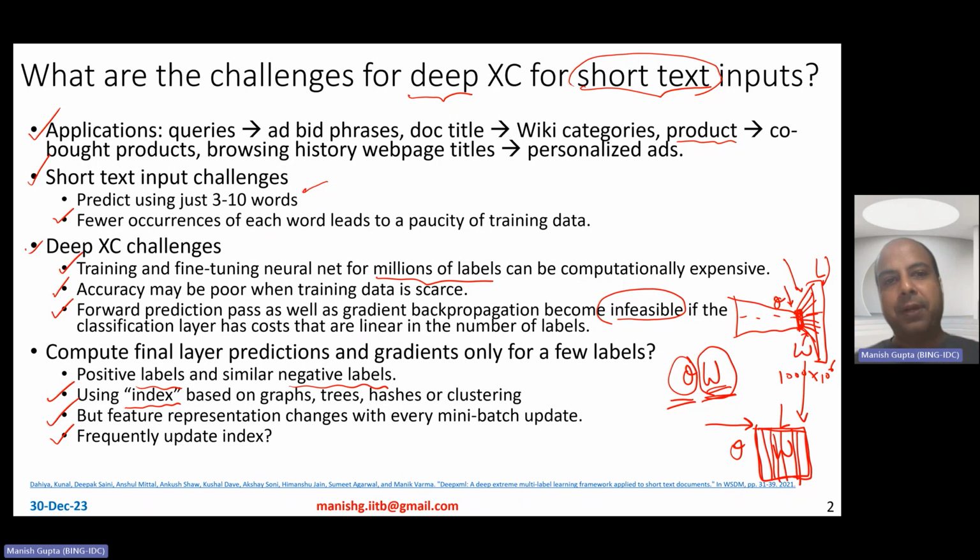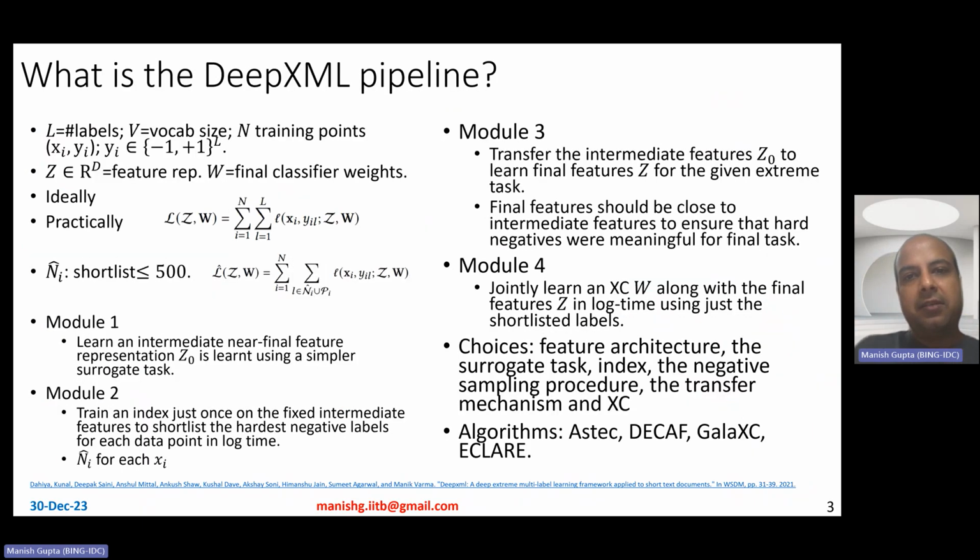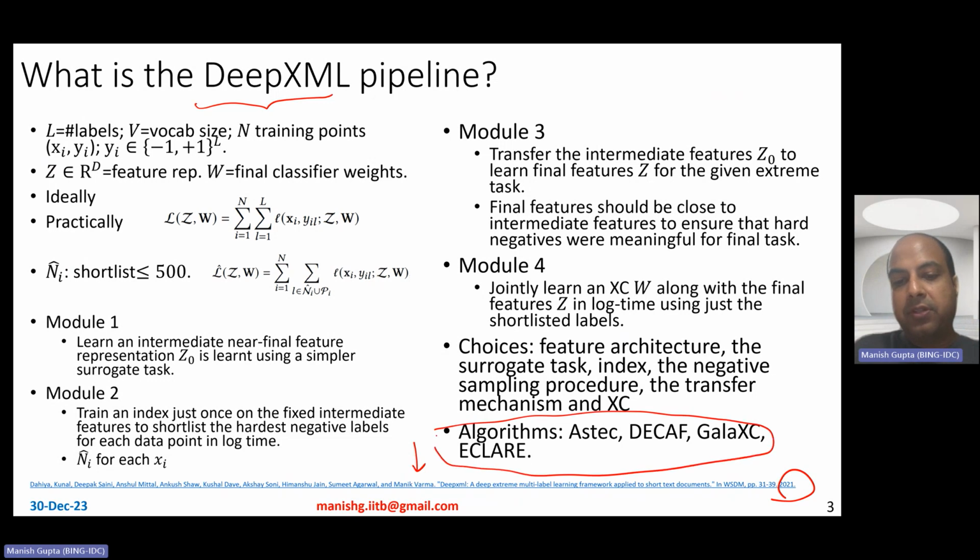Now, to solve this problem in a very seamless or more principled manner, people came up with this pipeline called DeepXML in 2021. So we are still like 2 years back in time, but they came up with this nice pipeline called DeepXML. And DeepXML is the basis of several algorithms that have been proposed in this paper, Astec, and then in future papers like DECAF, Galaxy, and Eclair.